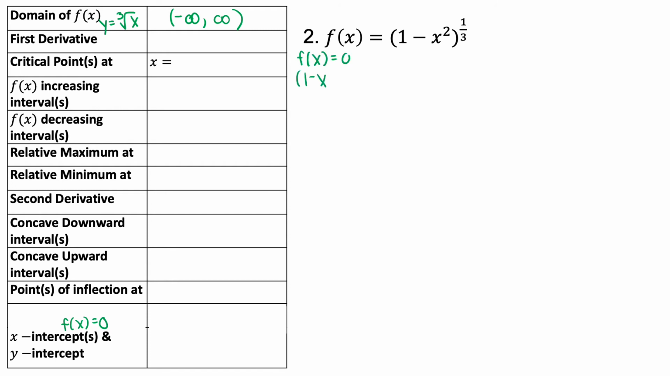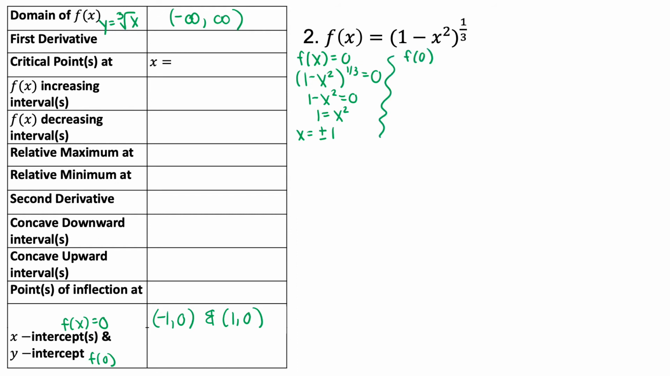So we have (1 minus x squared) to the 1/3 power equals 0. Cubing both sides, we get 1 minus x squared equals 0. So 1 equals x squared, so x equals positive or negative 1. So we have two x-intercepts at the point (-1, 0) and at the point (1, 0). We can also find our y-intercept by evaluating our function at 0. So f of 0 is (1 minus 0 squared) to the 1/3 power, which is just 1 to the 1/3 power, which is just 1. So our y-intercept happens at the point (0, 1). That's all we can really get from our original function.